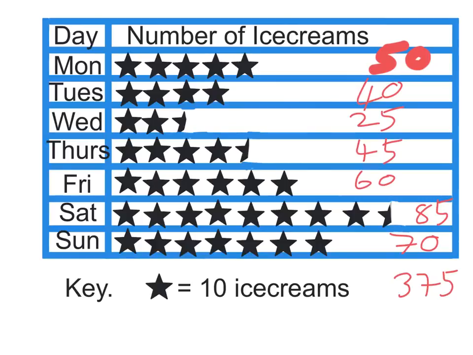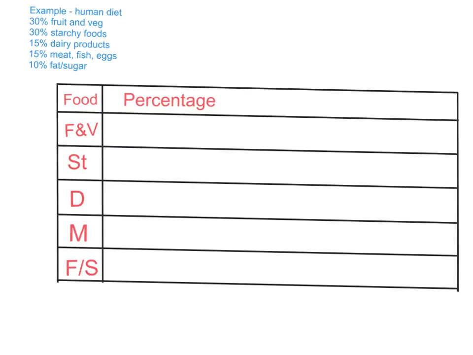Now, in your library, you're asked to do a pictogram to represent the diet of an animal. So the first thing that you need to do is find out what is the diet of an animal made up of. Now, to do that, speak to Miss Jennings, use the reference books in the library, and hopefully you should be able to find your information.